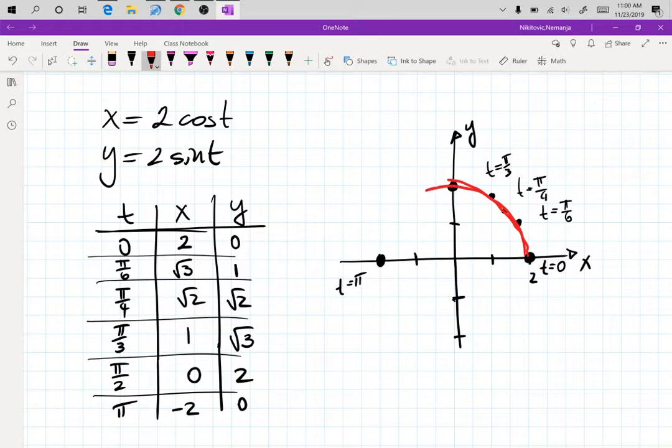Just go diagonally down. And it's just going to go to the other side.